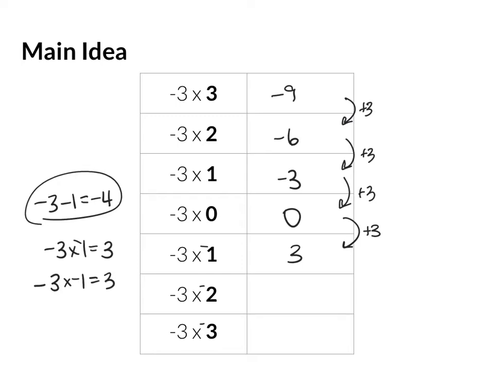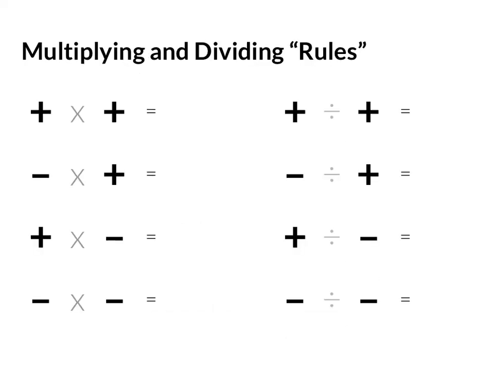So -3 times -2 gives me a +6. A -3 times -3 gives me a +9. And it's keeping that pattern of adding 3 over and over.